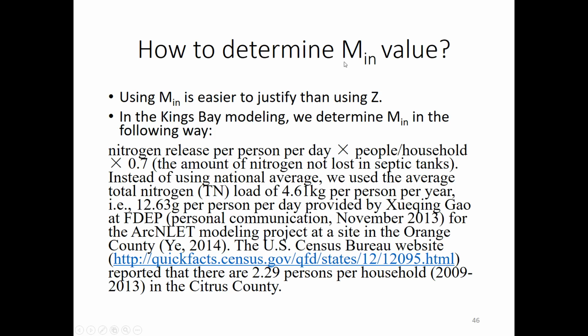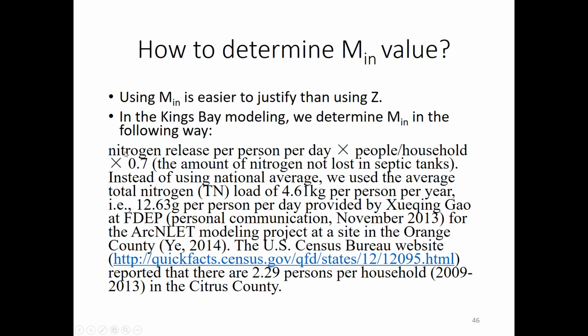There are two ways to determine mean. You can just give a mean value, and then the software ArcNLET is gonna calculate z value, or you can give a z value, and then the software is gonna calculate mean value. So it's always easier to justify using mean rather than using z, because z, as I explained to you, is pretty much a fudge factor, but mean you can estimate based on literature data.